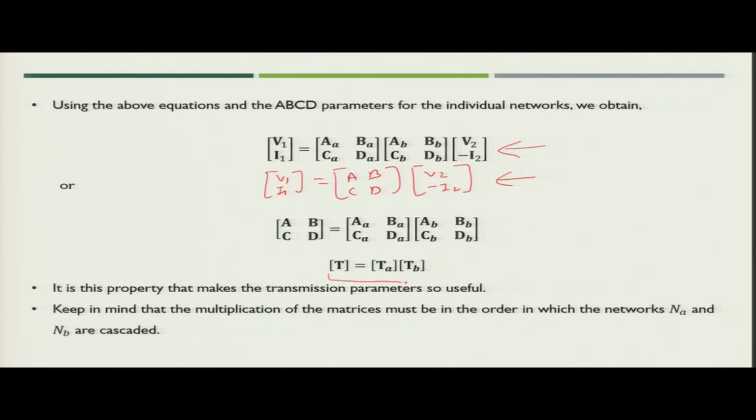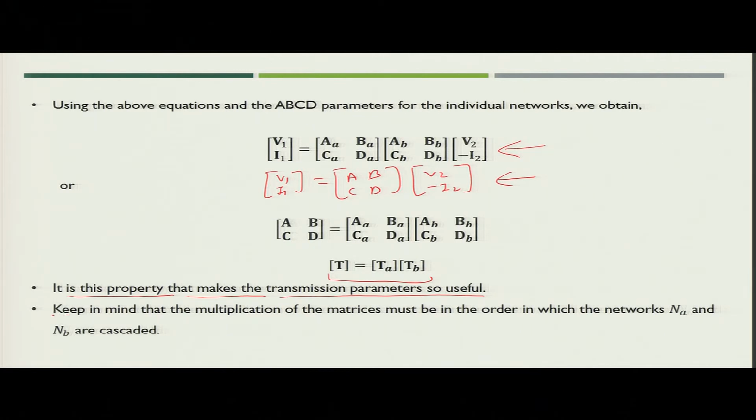So, in short, you can write that matrix T is equal to the multiplication of matrix T A and matrix T B. T is nothing but the transmission parameter, which is also called the ABCD parameter. This is a very important property for cascaded networks, and that is why transmission parameters are very useful in the case of cascaded networks.